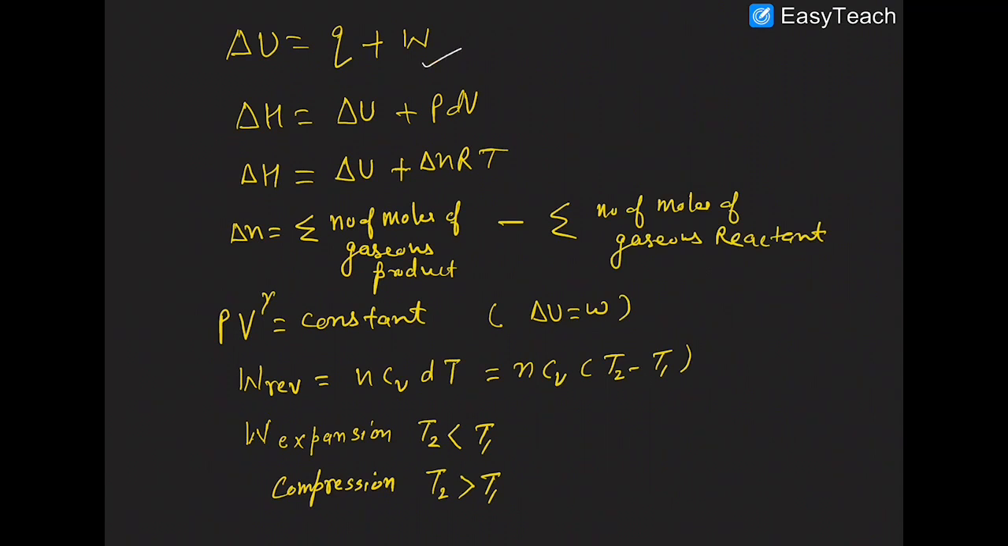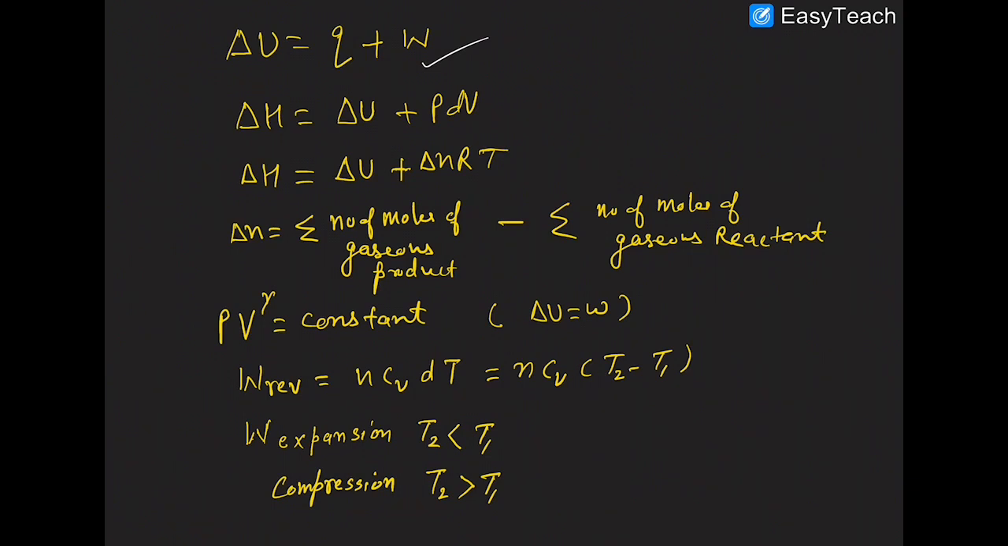Now look at that, delta U is equal to heat plus W. Now here both heat and work are path functions, but delta U is a state function. Remember that. I am repeating once more. Both heat and work are path functions, but the summation of them becomes equal to the delta U, and delta U is a state function.